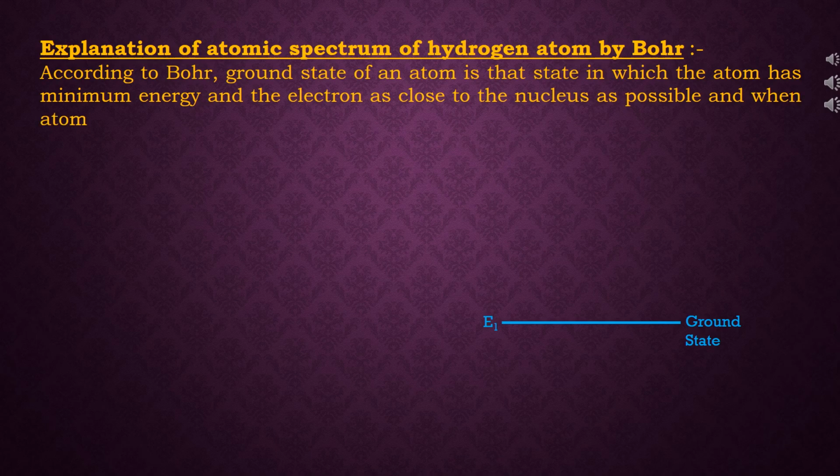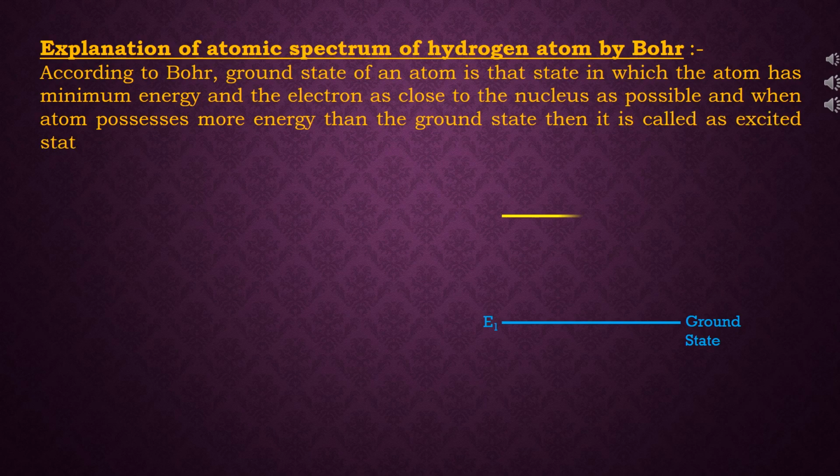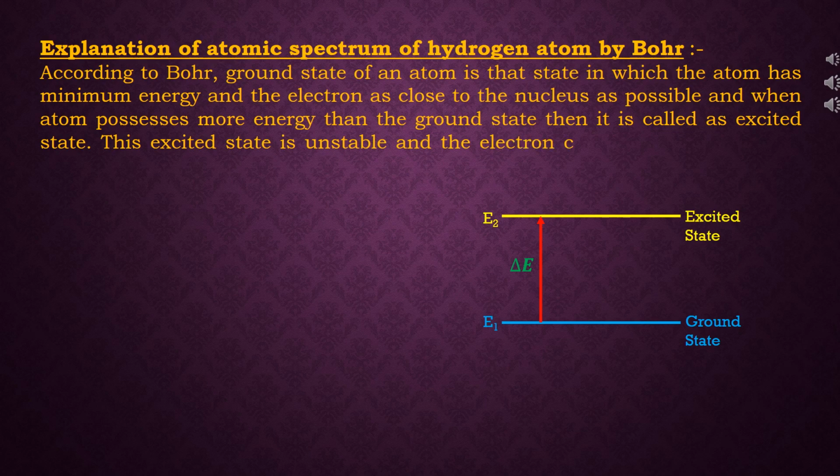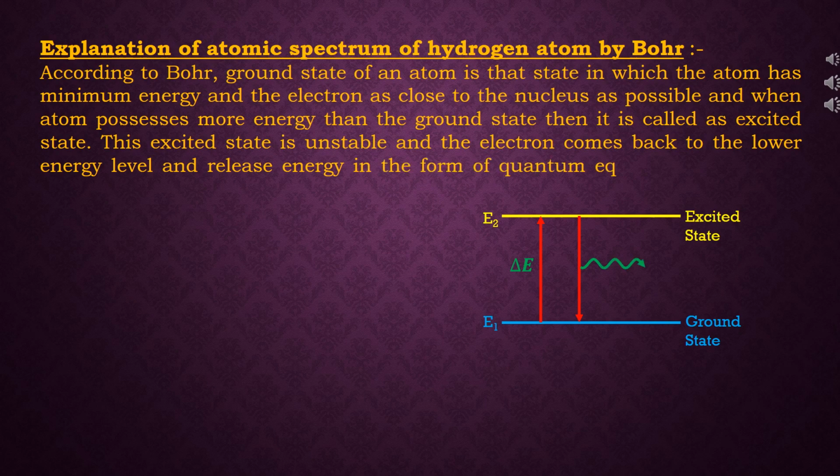And when atom possesses more energy than the ground state, then it is called as excited state. This excited state is unstable, and the electron comes back to the lower energy level and releases energy in the form of quantum equal to difference in energies between the two levels.